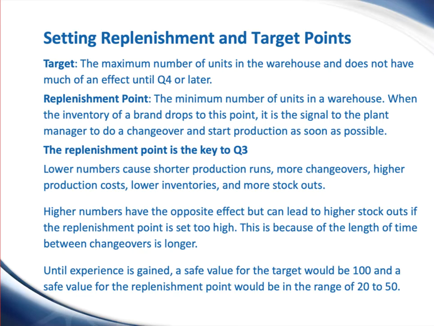Until you gain more experience in the simulation, it's probably a safe value for the target point to be at 100 and a safe value for the replenish point to be in the range of 20 to 50. However, as we are moving forward in quarters 3, 4, 5, the replenishment and target points are one of the most important optimization points for your production manager.